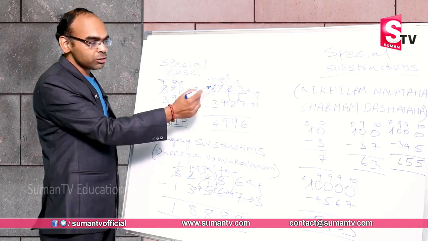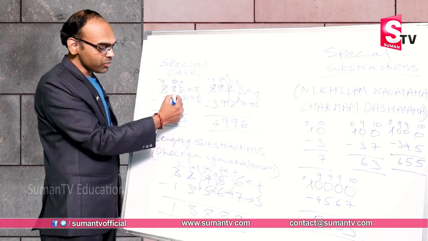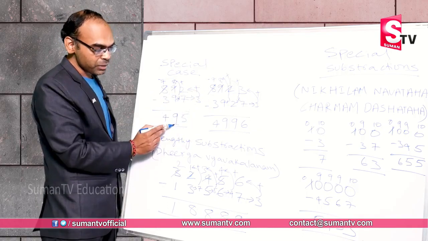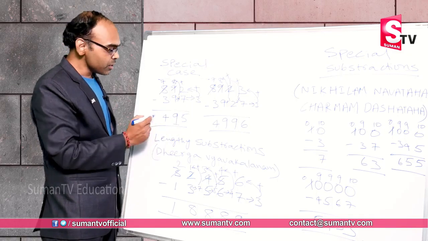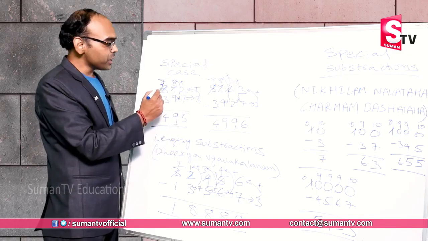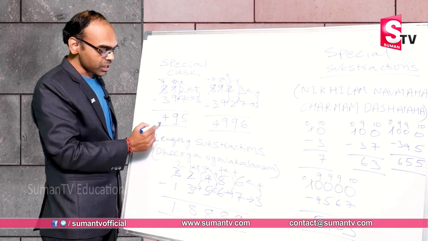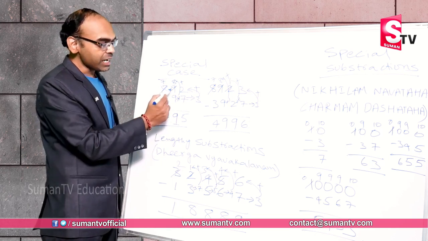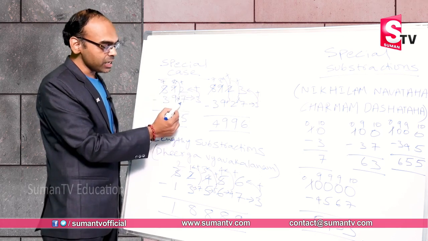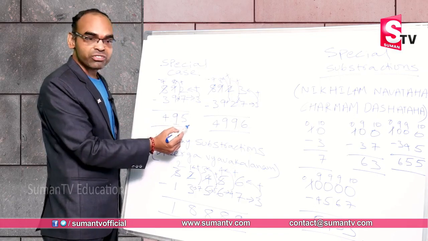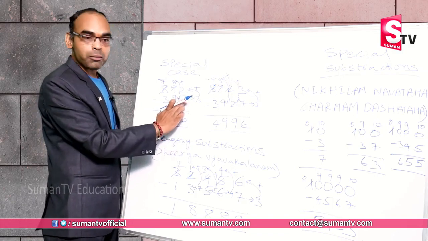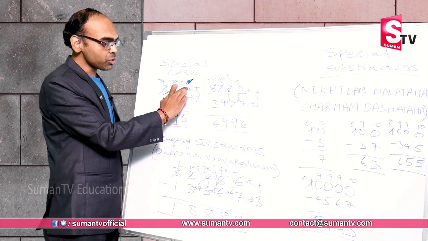But these are all special types of problems. When you get the same digits, automatically you will get 9 in the middle. So here 8 will be reduced to 7. 7 minus 3 is 4. 892 minus 397 is 495. Here for 7 the complement is 3. 3 plus 2 is 5.